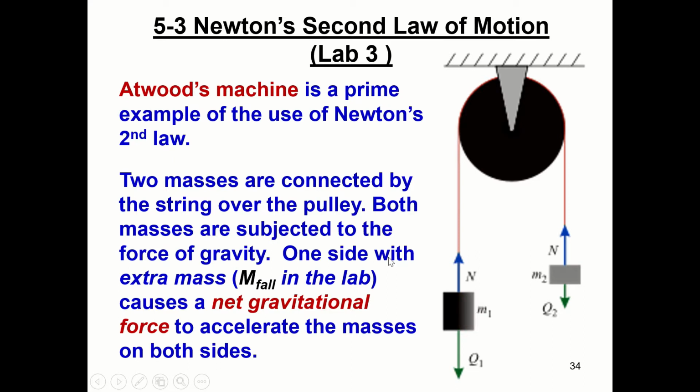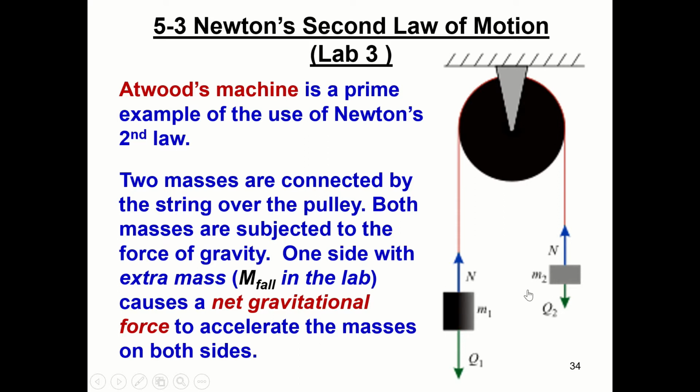But here we're back to Atwood's machine. It's a prime example of Newton's second law. So as I said earlier, they're connected by the pulley, as you'll see in the experiment in a minute here. On the left here is m fall. That's what it's referred to in the lab handout. It has extra mass so that it's heavier. Nevertheless, because these two masses are connected, one of the key points here is that the net force that is downward on the heavier side has to move all this mass. So if it's just a tiny bit of extra mass on the left-hand side here, then it will have a small force. But if there's no friction, it can move all this mass.